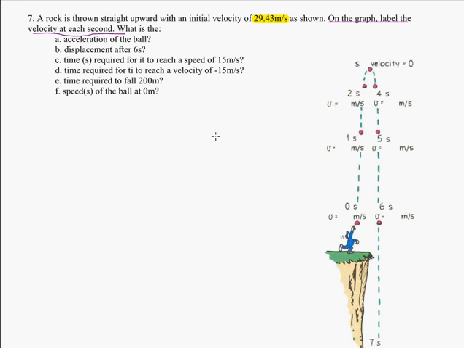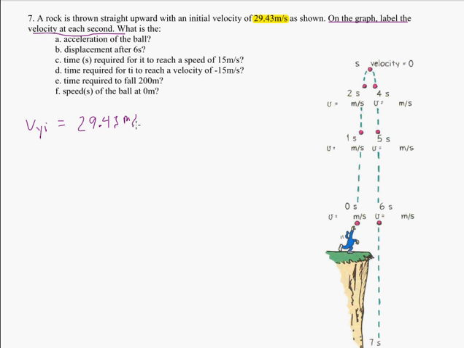Okay, let's do that part first. So we know what the initial velocity is. Whenever you say you've got an initial velocity, you've got a VYI. In this case, it's going to be 29.43 meters per second, sorry.